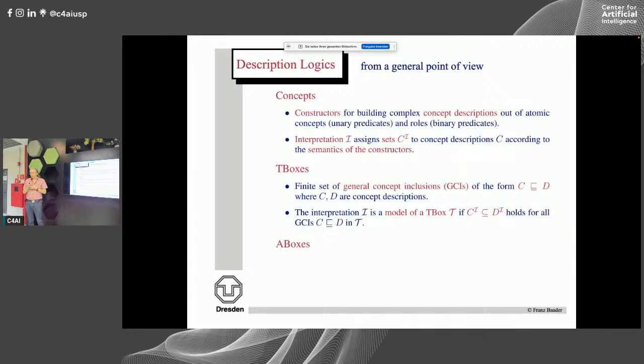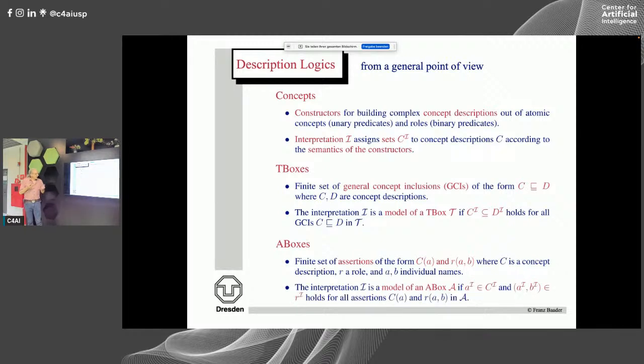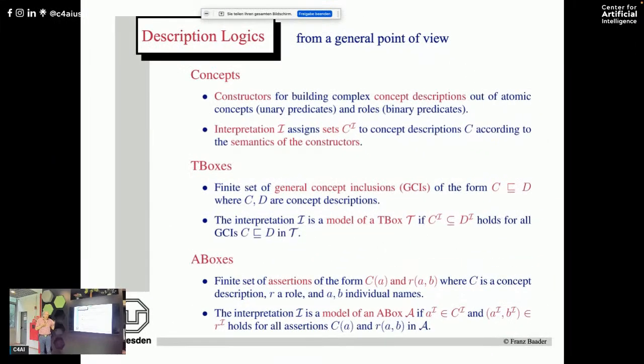ABoxes then talk about specific application situations. Because until now we talked only about concepts, so terminological stuff. So here we can talk about specific individuals and can relate them to concepts and relate individuals to each other using roles. And again, what is the interpretation of this? So if I say C of a, I want to say a should belong to C. So in an interpretation that is a model, then the interpretation of a must be an element of the interpretation of C.